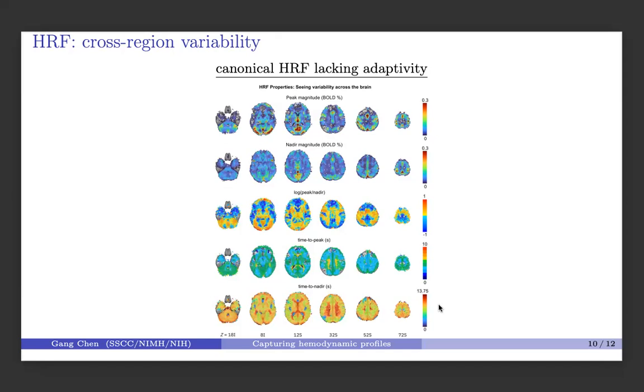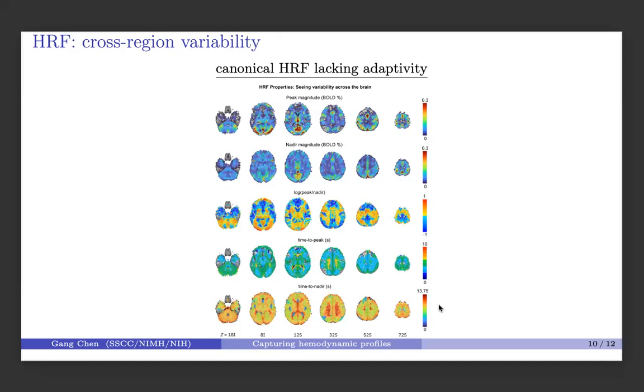The third row shows the ratio of the peak versus the depth of the undershoot. So that also varies, right? The scale is the log of the ratio. The fourth row is the duration of the overshoot. So that's basically the time to peak. So there's some extent of variability.